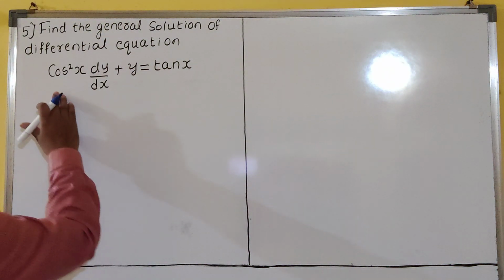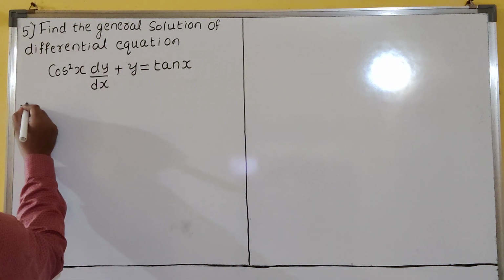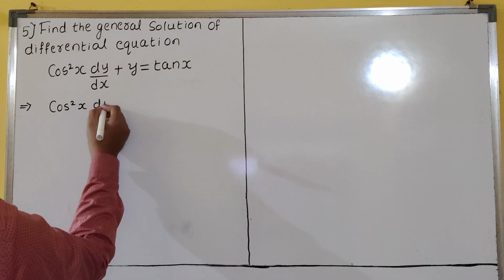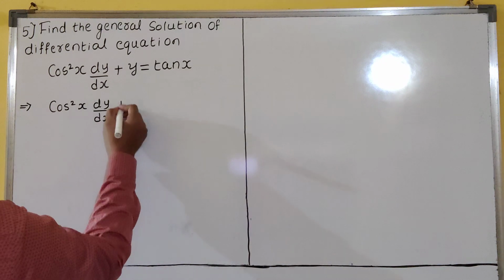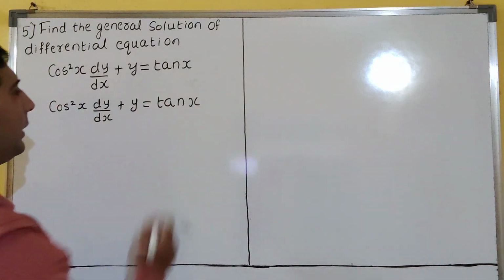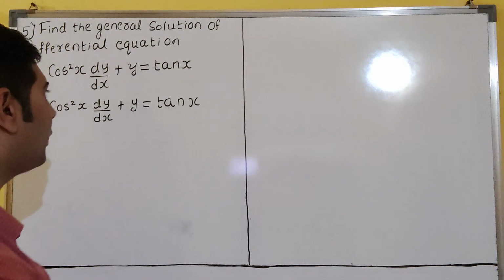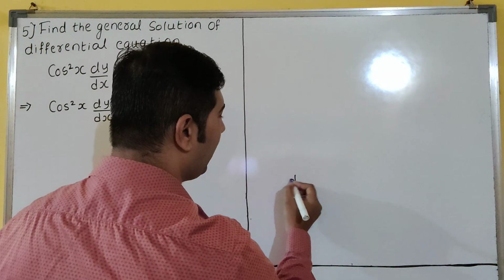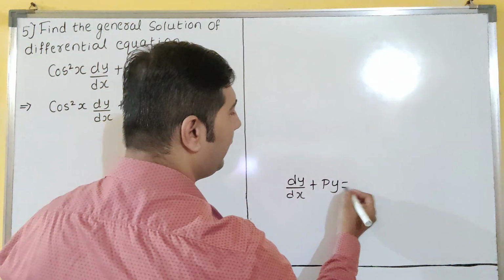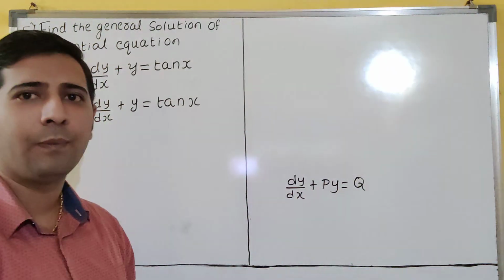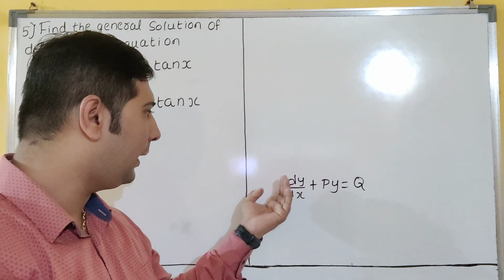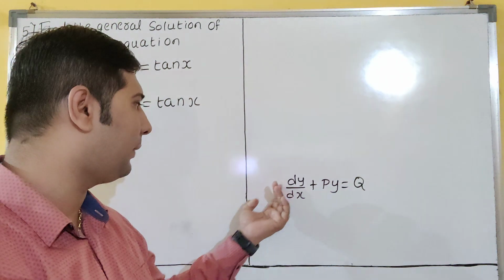You see, first you write the given equation, dear students. That is cos square x dy by dx plus y is equal to tan x. So this is the question. Now see here, form number 1 is actually like this: dy by dx plus py is equal to q. Yes or no? Then I mean, what is in front of dy by dx, or behind it?